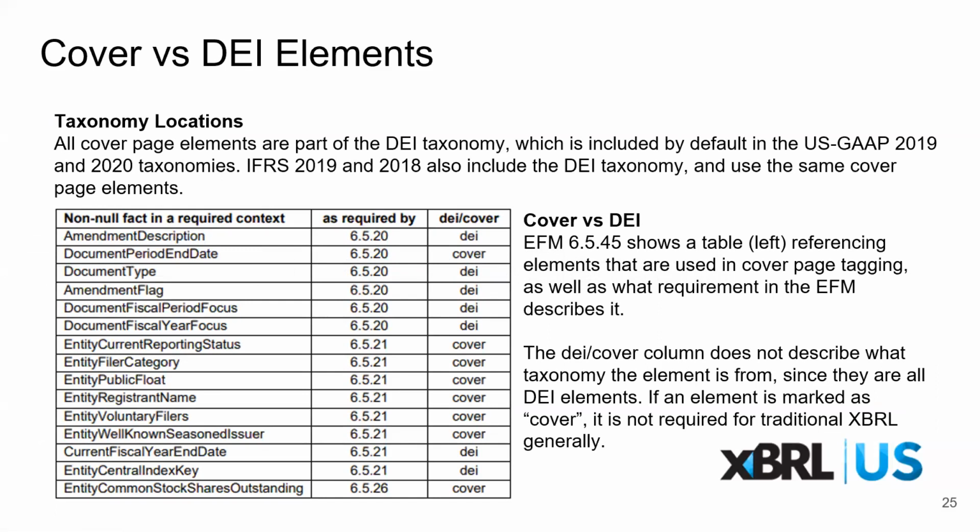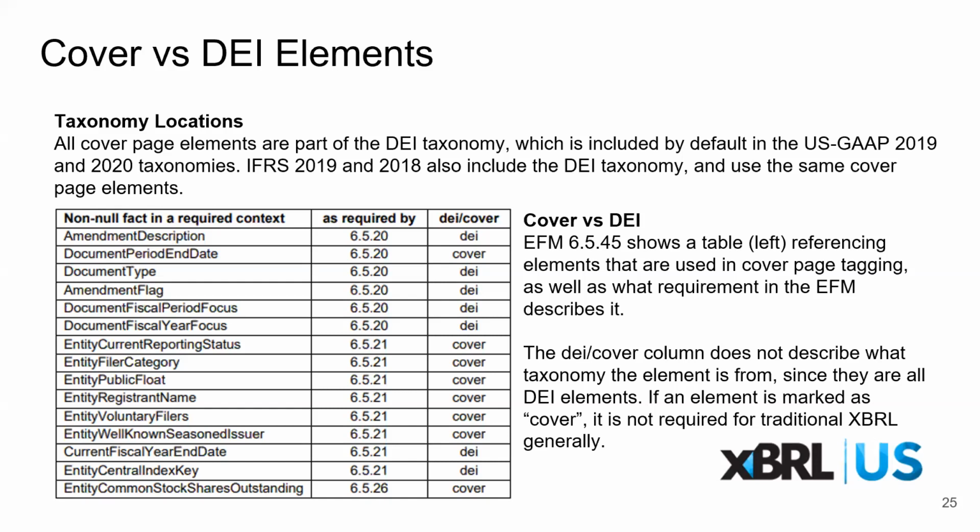All of these elements are available in the DEI taxonomy, which is a separate taxonomy from the US GAAP taxonomy, but it is automatically imported into US GAAP and IFRS. So if you're doing an IFRS filing or a US GAAP filing, you will have access to these DEI elements. They're all going to use the same cover page elements pretty much as well. So it's not like you're going to have a different set for IFRS versus US GAAP.